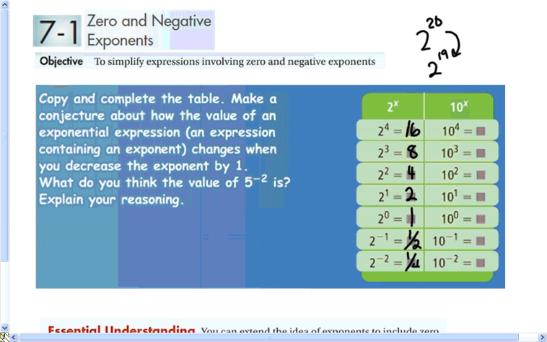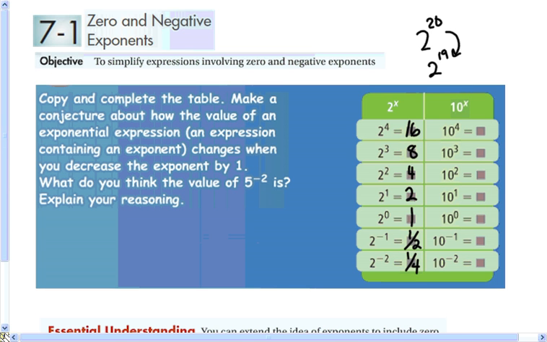All right? And for most of these problems in this lesson, we're going to want to use a common fraction to represent our answers, not decimal. It's really hard to understand negative exponents when you're using decimal.